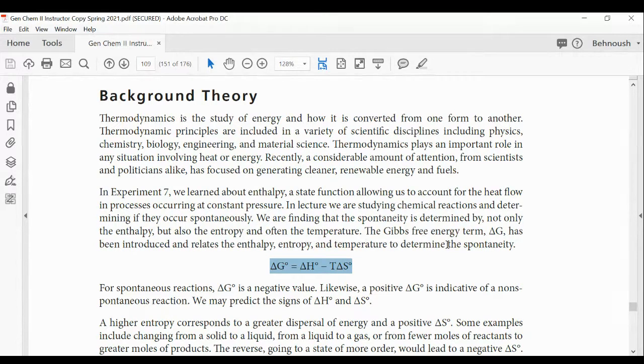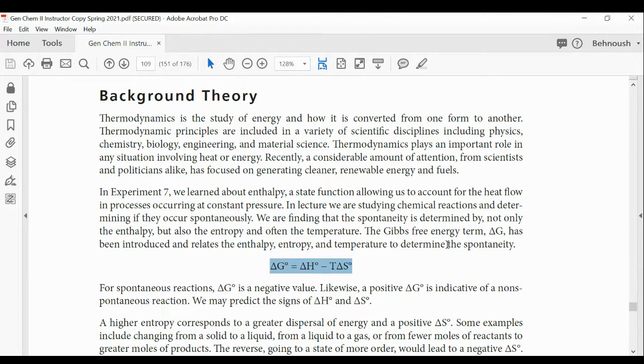But the single factor that would tell us if the reaction is going to be spontaneous or not is the value for delta G. The highlighted formula can be used to calculate the value for delta G if you have delta H and delta S at a given temperature. The temperature must be in Kelvin. If the value for delta G is negative, that means your reaction is spontaneous. If it's positive, it's non-spontaneous.